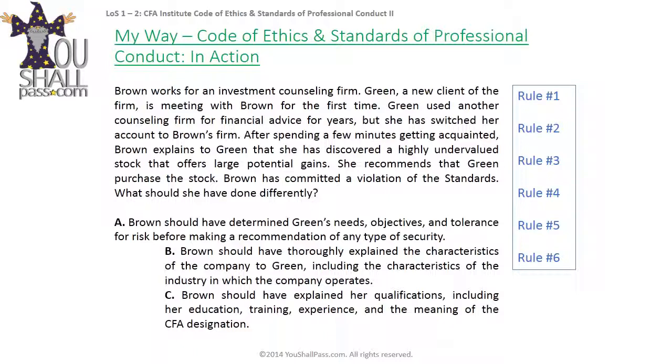So Brown's principal sin here is to be oblivious to her client's needs, objectives, investment horizon, and requirements. The correct answer, the straightforward choice, option A. This question was about Standard 3C, suitability.